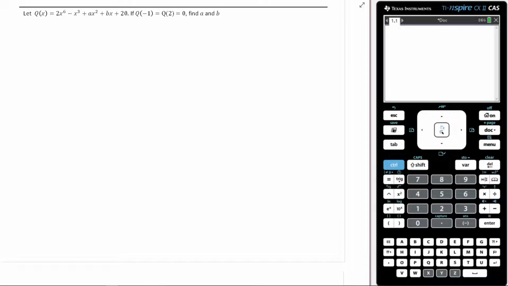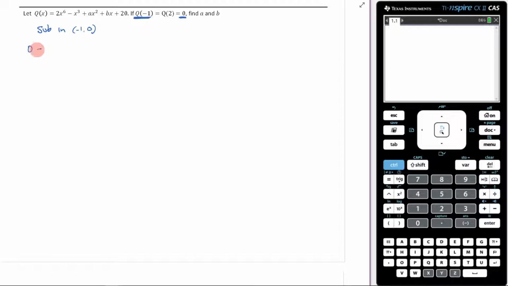We're now going to answer this question before us. It says, let q of x be equal to this. If q of negative 1 is equal to q of 2 is equal to 0, find a and b. Well, notice that they've given us 2 points. Here they've told me that q of negative 1 is equal to 0. So what I'm going to do is sub in negative 1, 0.